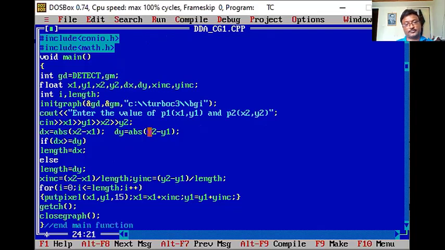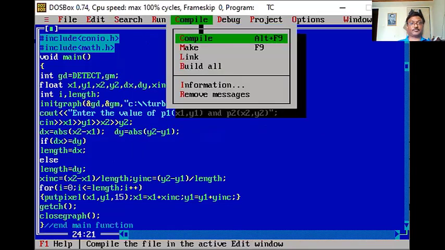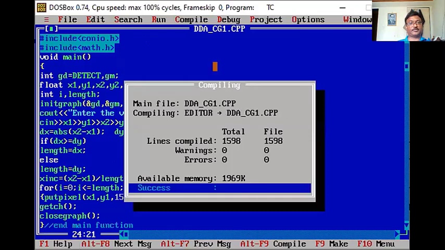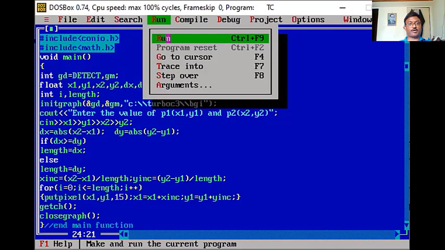Okay. So I want to save this program. So compile this. If there are any errors, it will show the error. Right now there is no error and the warning is also 0. So go for the run, execute the program.